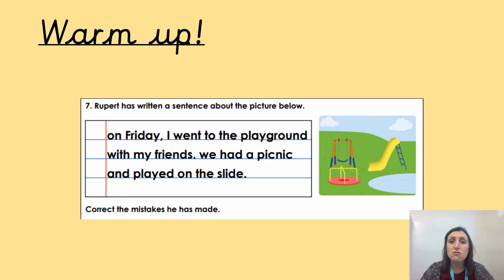So you need to have a read through, have a think, where do you need a capital letter? And then you can either say to your parents or carers, or you can say to me, where there needs to be a capital letter, or you can rewrite that sentence and make sure the capital letters are in the correct places. Okay, so either way, pause me here and then unpause me when you're ready.